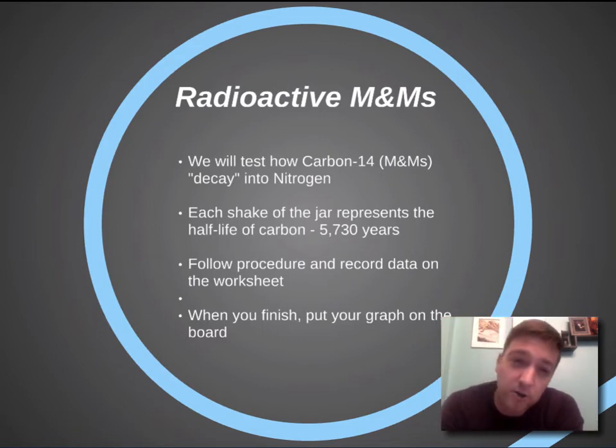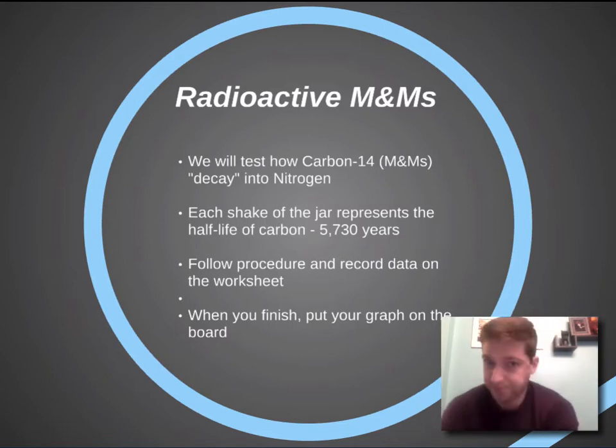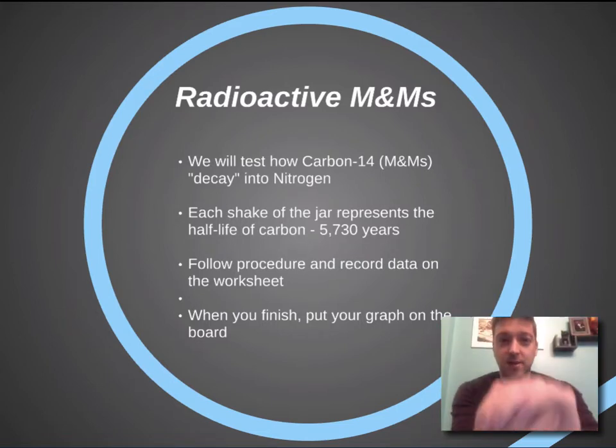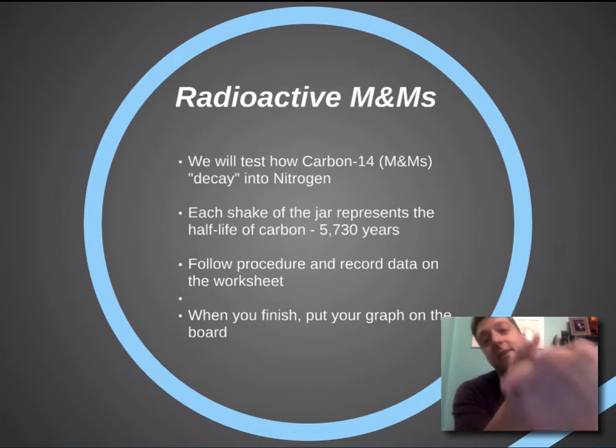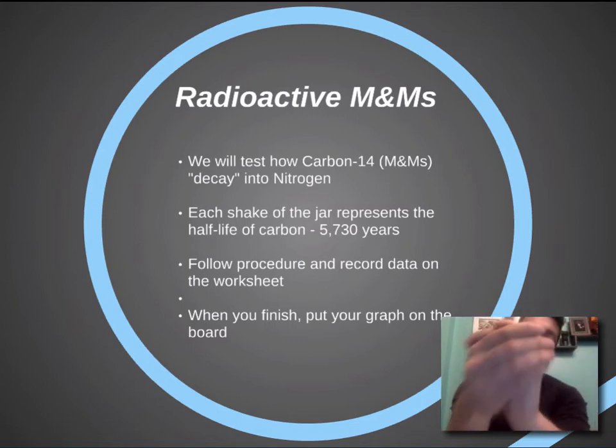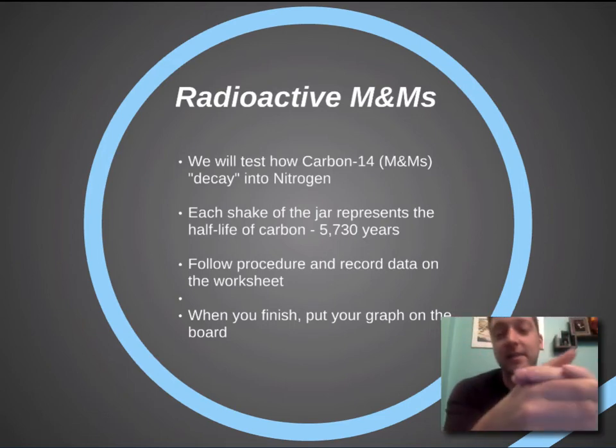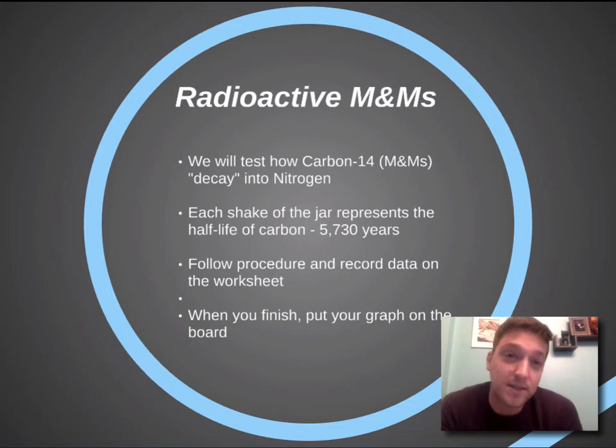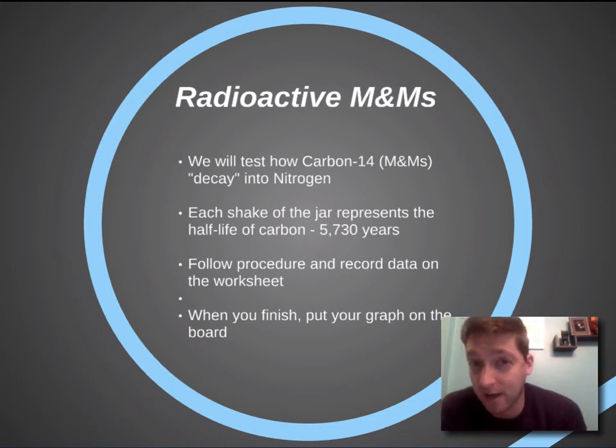Those are going to be my model for carbon atoms. I know we don't fully understand this yet, but we'll get it in time. So imagine I'm going to gather them in my hands. Okay. So I have 20 coins in my hands. Every time I shake them around in my hands, that's going to represent 5,730 years, or one half-life.